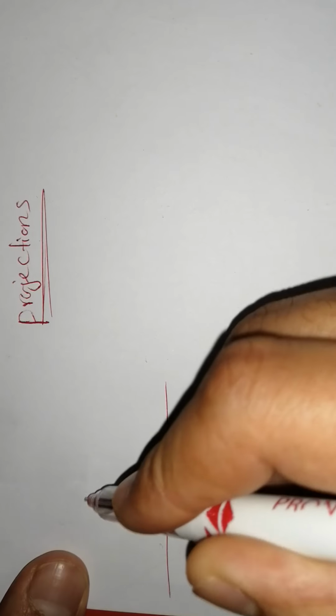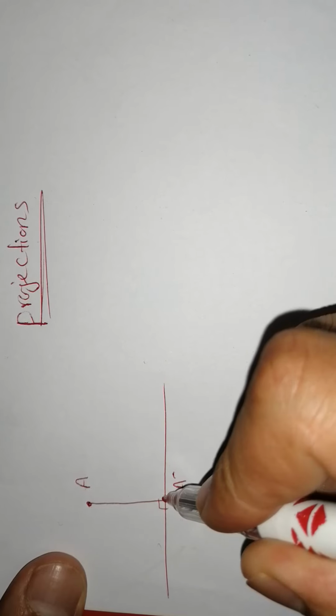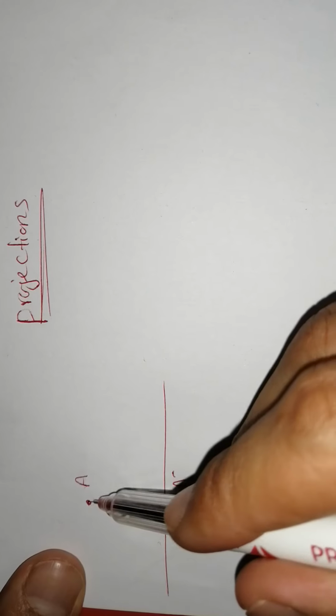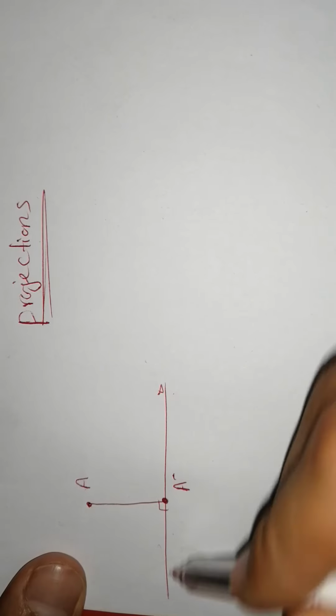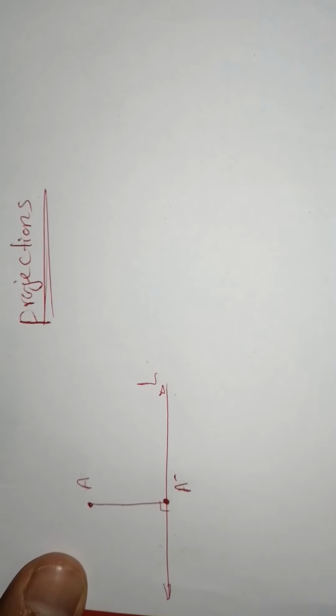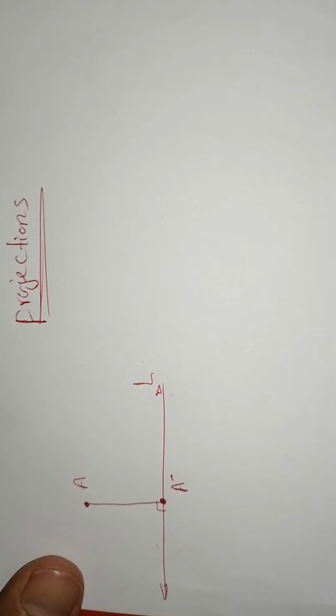So this point, maybe its name is A. So A dash is the location of the intersection of the perpendicular line from the point A to the straight line L. So the projection of a point over the straight line is a point.